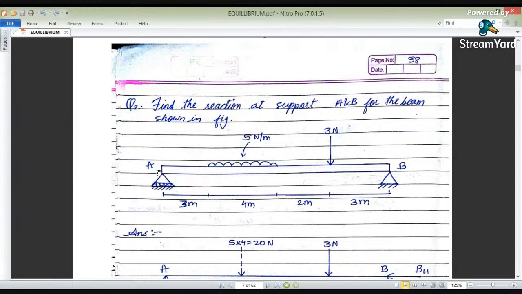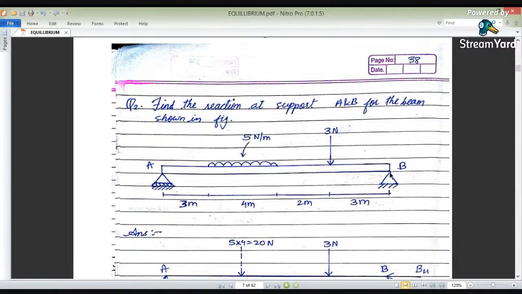In the previous problem, at point A there was a hinge, and at point B there was a roller. But in this case, at A there is a roller which is moving horizontally, whereas at B, again, it is applied in horizontal direction. That means A will have only one reaction, perpendicular, in the vertical direction, because this roller is moving in the horizontal direction. What about B? B is having reactions perpendicular, in the vertical direction, and in the horizontal direction.